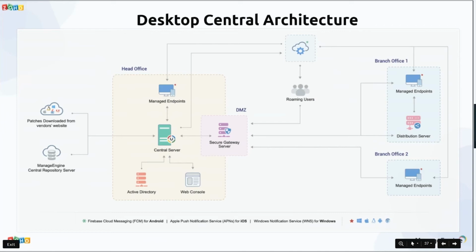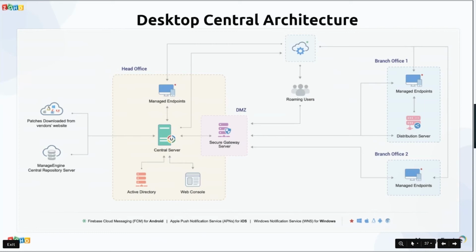And for computers that are outside your network but in a different office, in such cases, they can also reach the secure gateway and their communications are also forwarded to the Desktop Central server. So your roaming users and work from home computers can be managed as well, the same way you're managing the computers that are within your network.